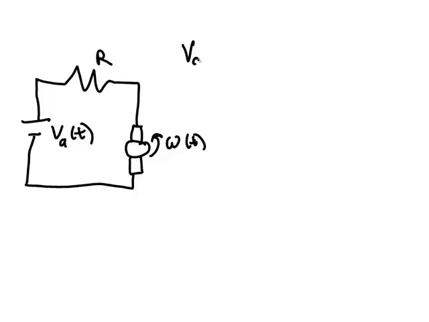The applied voltage is equal to the voltage lost in the resistor plus the voltage lost in the motor. The voltage lost in the resistor is current times resistance. And the voltage lost in the motor, we know from the motor laws, is equal to the motor constant times the rotational velocity.